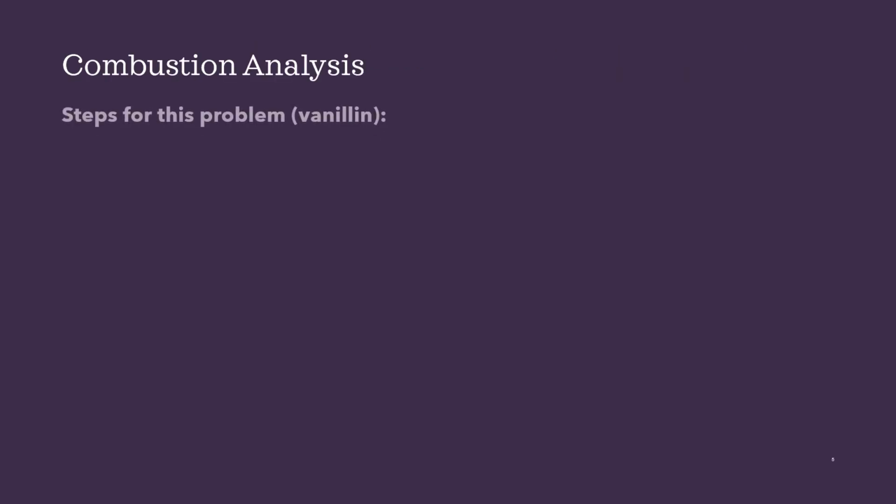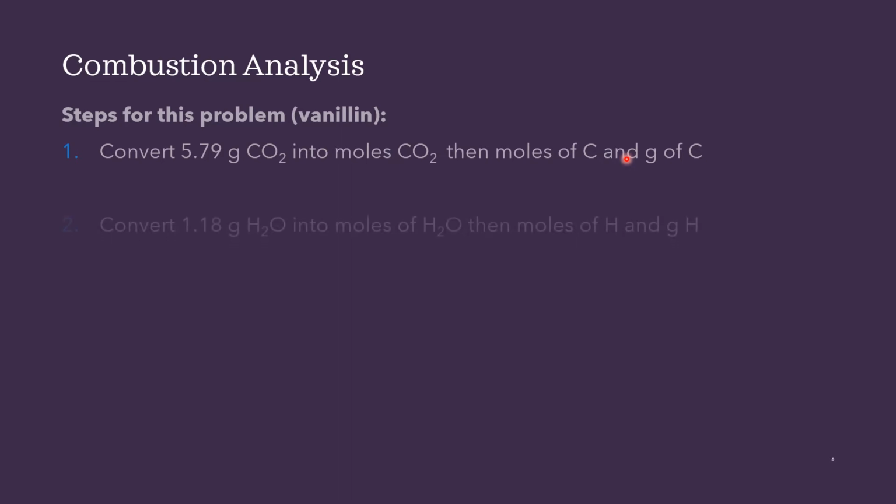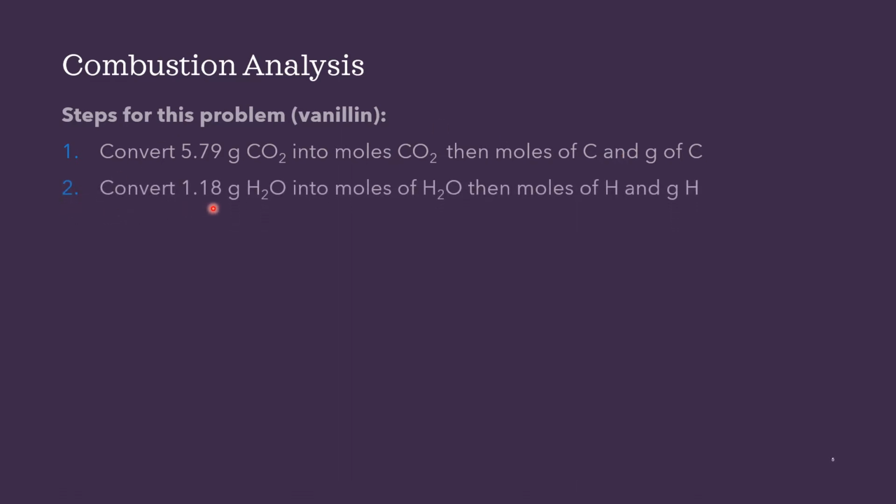So let's look at an outline of the steps, which are many, that we need to do for this problem. The first thing we do is we take the 5.79 grams of carbon dioxide, convert into moles of CO2, then go to moles of carbon and grams of carbon. After that, we take our 1.18 grams of H2O, convert that into moles of water, and then moles of hydrogen. Notice the 2-to-1 ratio here, 2 moles of hydrogen for every 1 mole of water, and then convert that into grams of hydrogen.